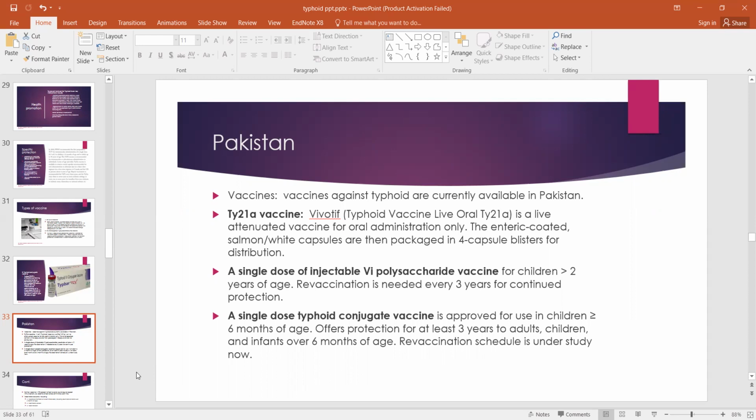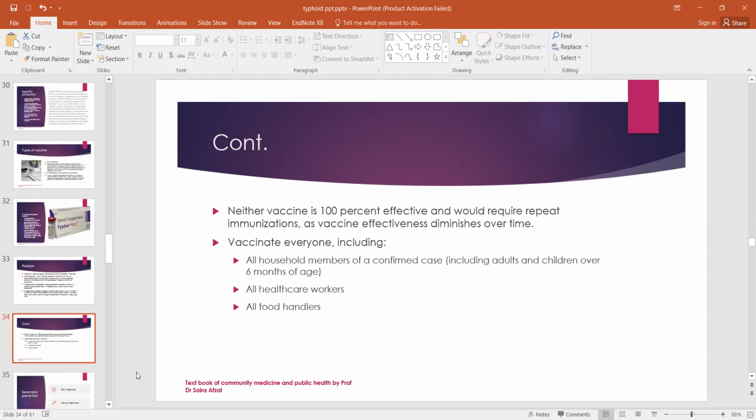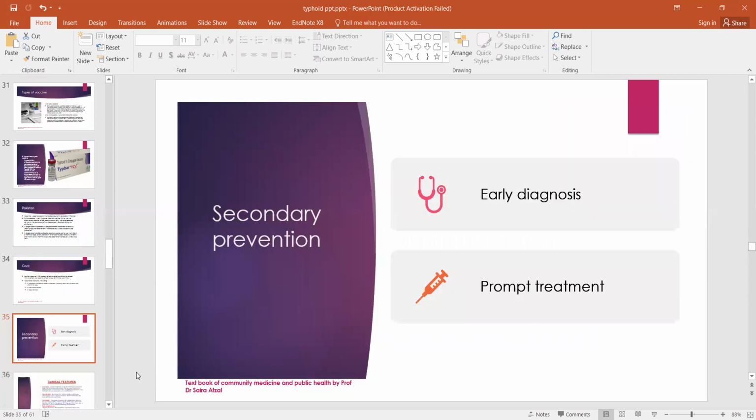A single dose typhoid conjugate vaccine is approved for use in children more than 6 months of age, offering protection for at least 3 years, and the revaccination schedule is under study. Neither vaccine is 100% effective and would require repeat immunization. Vaccinate everyone, including all household members of a confirmed case, all healthcare workers, and all food handlers. In secondary prevention, there is early diagnosis and prompt treatment.